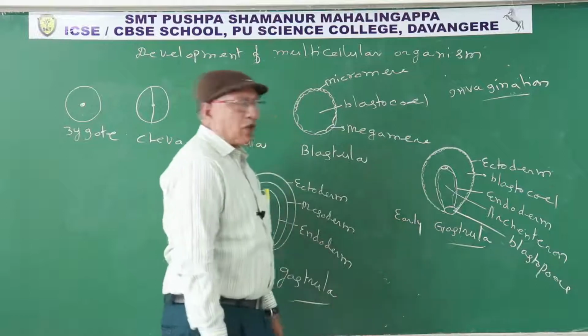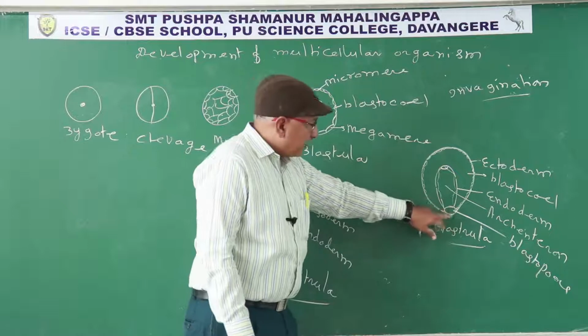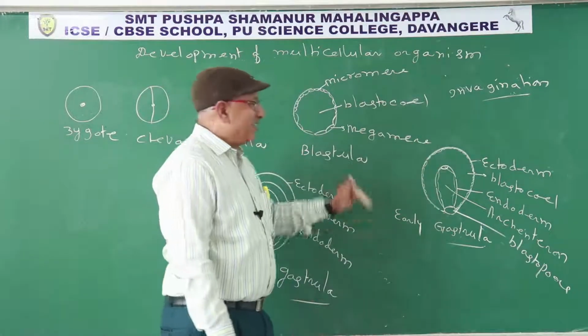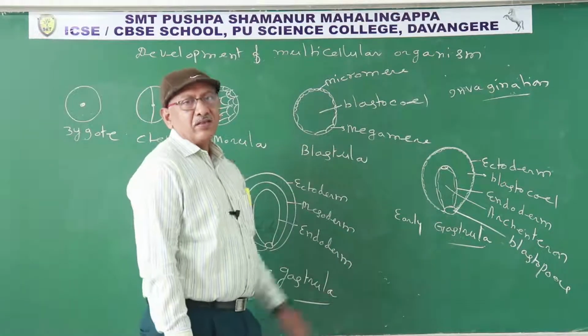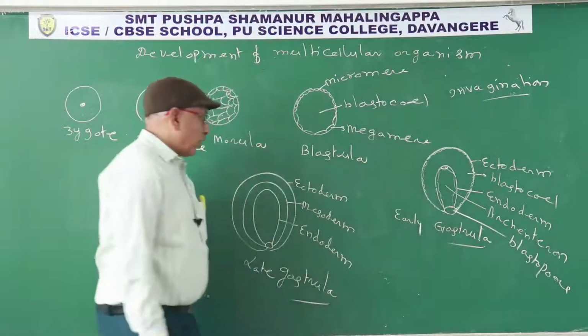In some animals, blastopore develops into mouth. In some animals, anus. If it develops into mouth, the opposite opening develops into anus. In this manner, from archenteron only, the alimentary canal is formed or developed. Later what happened?